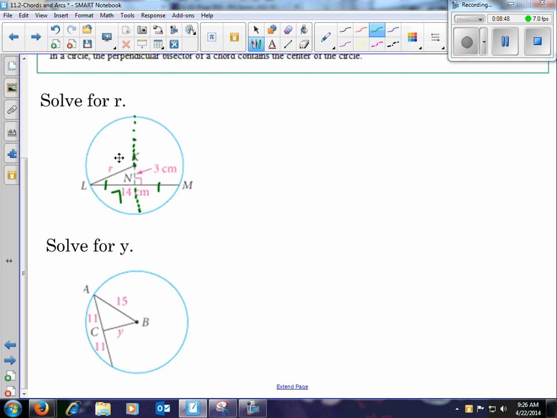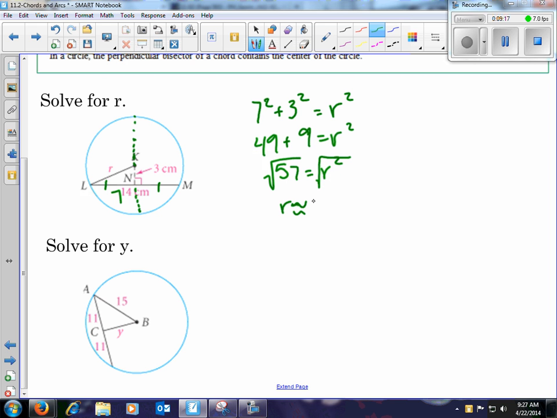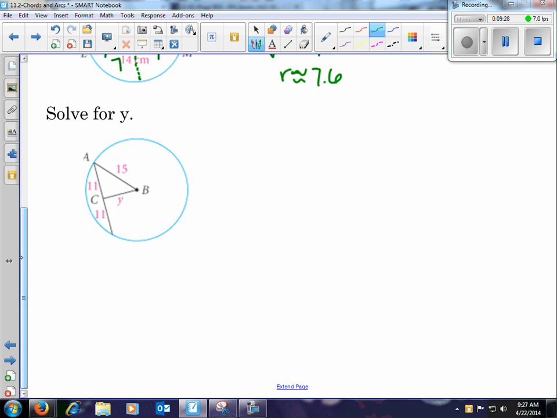Now I have a right triangle, so I can solve for r. So I'm going to have 7 squared plus 3 squared is equal to r squared. 7 squared is 49, plus 3 squared is 9, equals r squared. So then I have 57 is equal to r squared. And we all know that we need to take the square root to get r by itself. So I have r is approximately 7.6. Now you could have left it as a simplified radical, and that's fine, but you can also change it to a decimal.